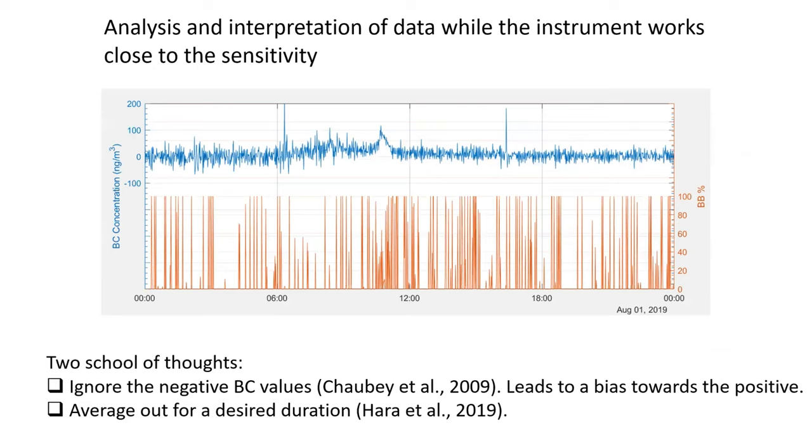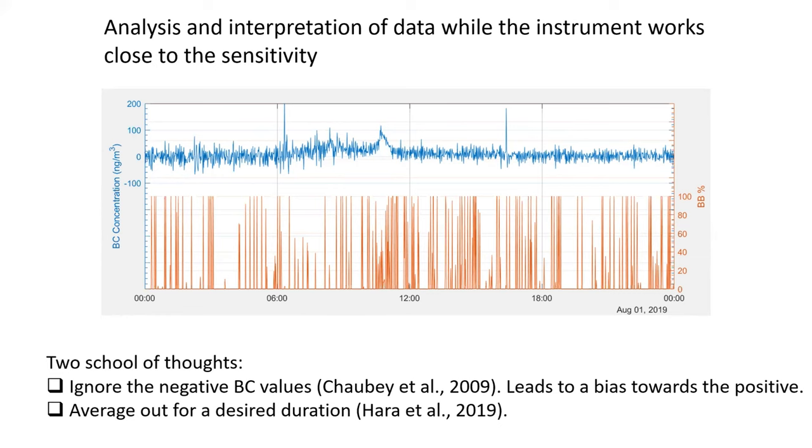So I'm coming back to the analysis part of the data. The instrument works very close to the sensitivity limit, and it's tricky to analyze the data. So there are at least two schools of thought. One, that the black carbon concentration reported by the aethalometer goes negative at 1 minute cadence. So one school of thought ignores the negative values and just considers the positive values, which however leads to positive bias. This is 1 day data, what we see in blue color for August 1, 2019 for Bharti station. And the second one is to average out everything, and still you will find some positive values, so there will be lesser concentration.